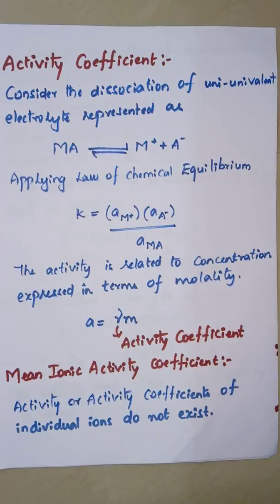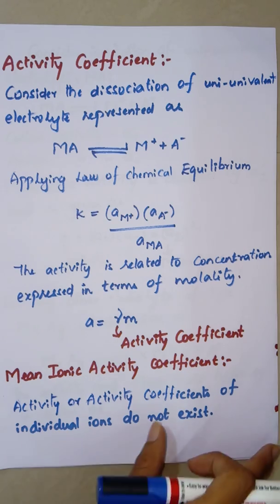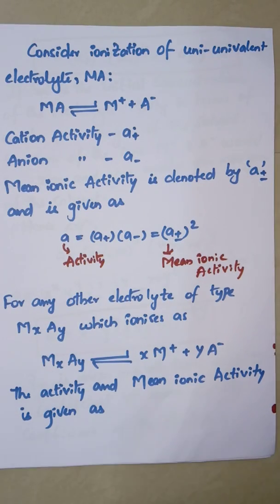Now, in electrolytic solutions, we'll have cations as well as anions. Okay, so determining the activity of an individual ion is not possible. Hence, we have to find the mean of the ion, I mean, the mean ionic activity, which will be determined by this particular method. Now consider the ionization of a univalent electrolyte, MA giving rise to M plus and A minus. The cationic activity is given by a plus, anionic activity is given by a minus.